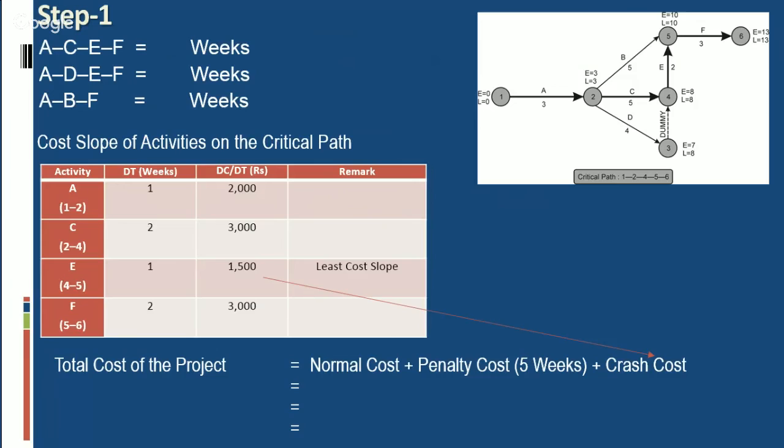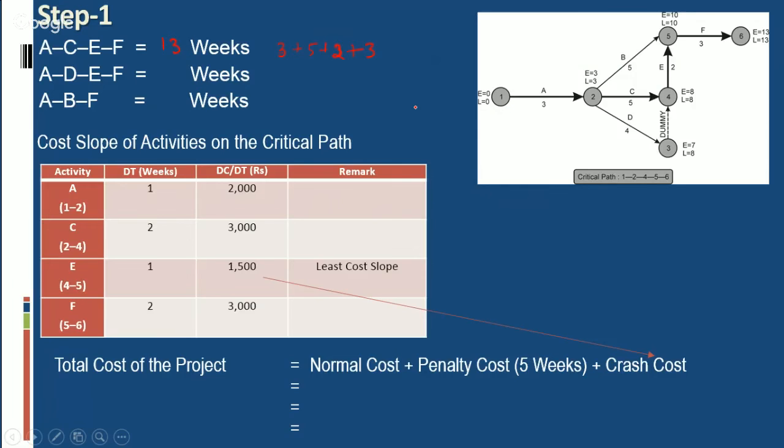First of all, our possible paths are path A, C, E, F. Path A, C, E, F's duration is 3 plus 5 plus 2 plus 3, which is 13 weeks.